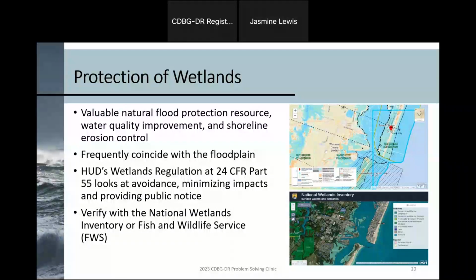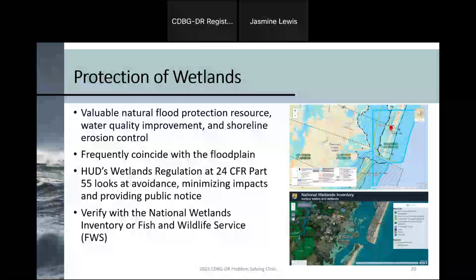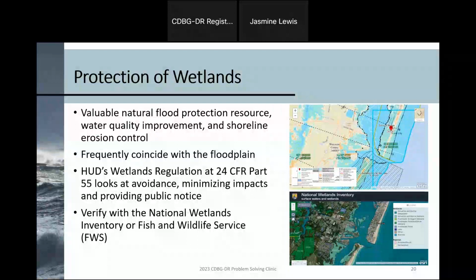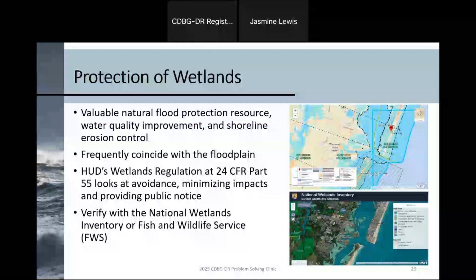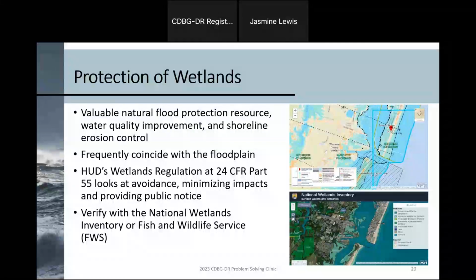Also, you'll see a strong correlation between floodplains and wetlands. One of my favorite vacation destinations is Ocean City, Maryland. You'll see some maps on the right-hand side where we have a FIRM on the very top right, outlining the 100 and 500-year floodplain. On the bottom right, we're using the Fish and Wildlife Service's National Wetlands Inventory Map to identify wetlands. And you can see that there is a very strong correlation between the two.